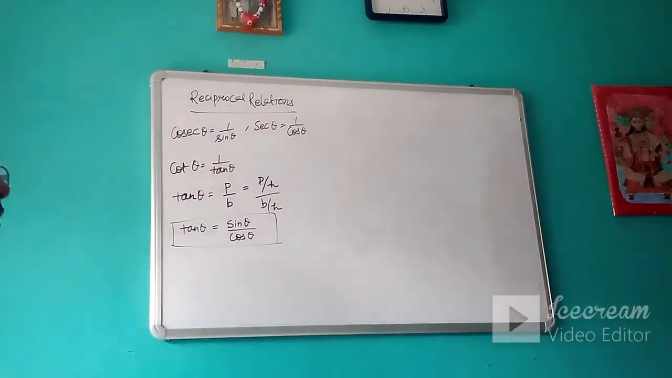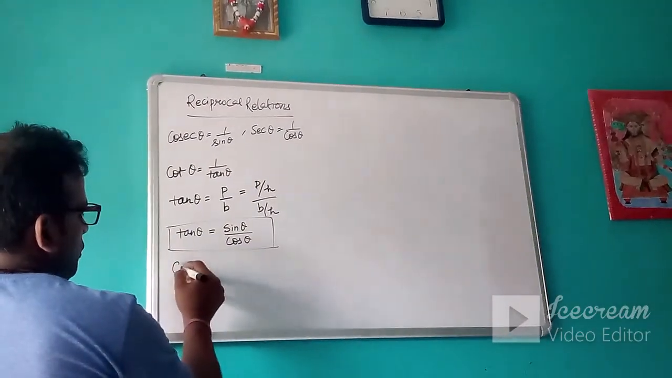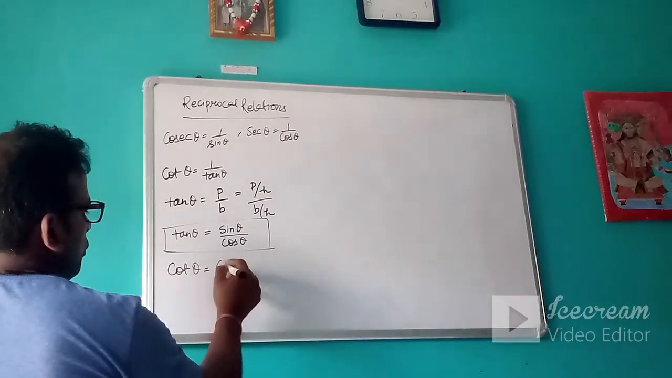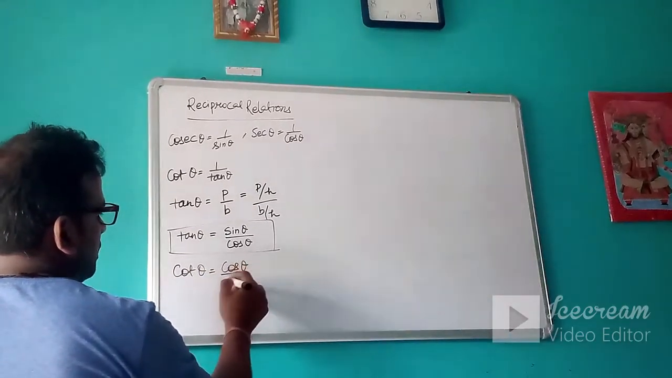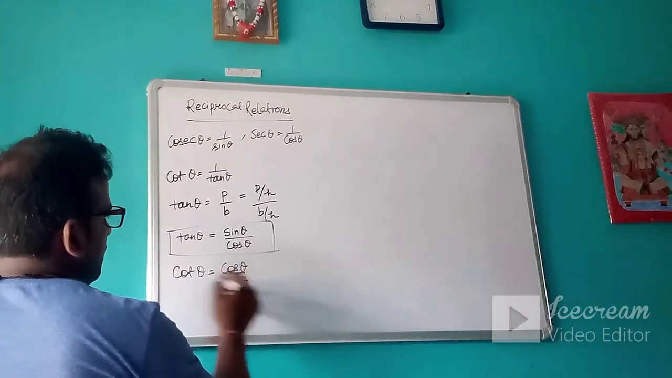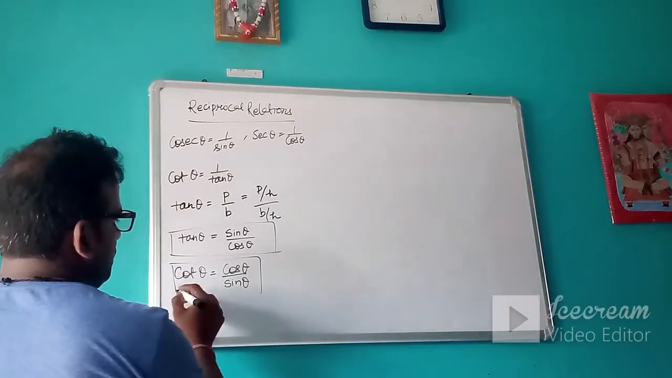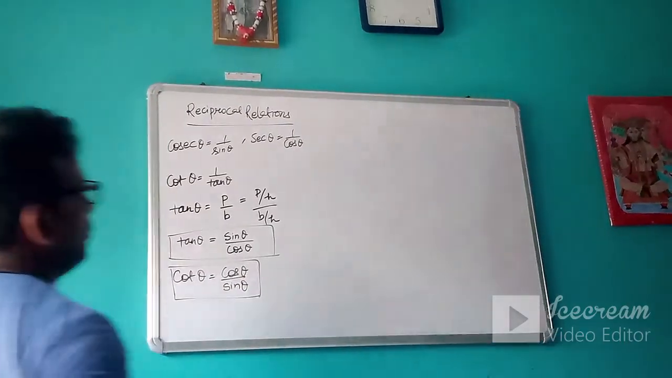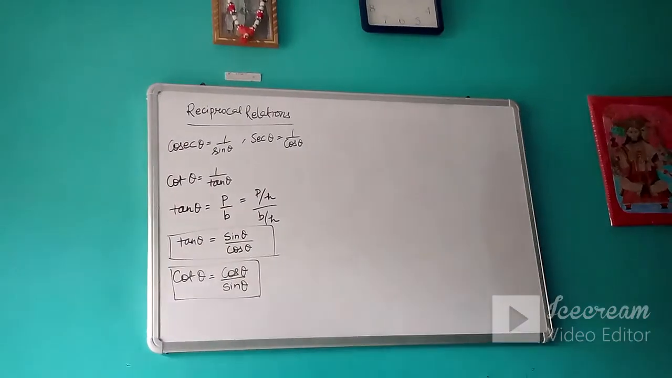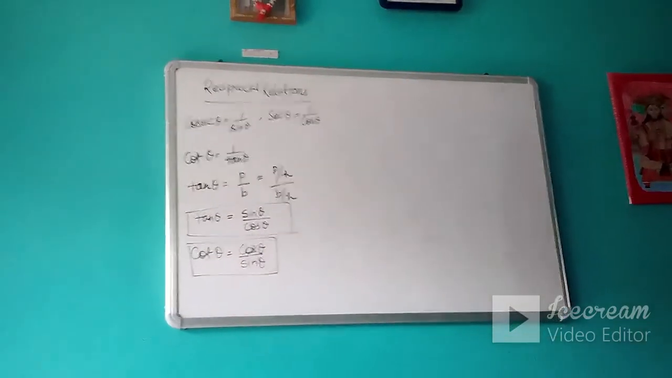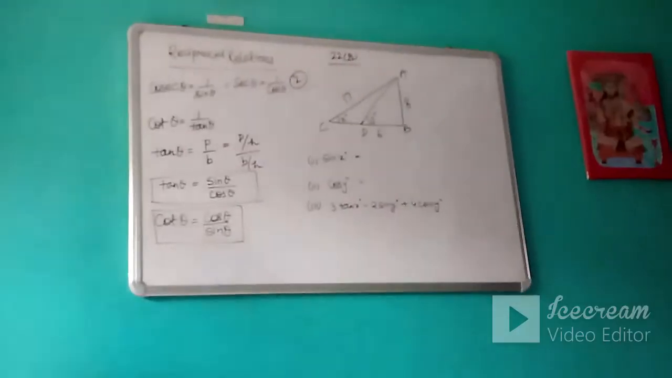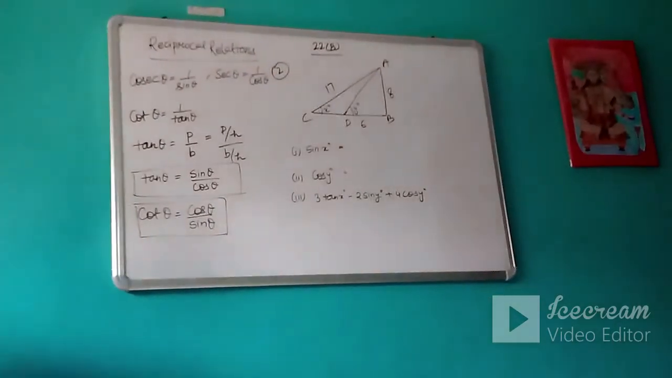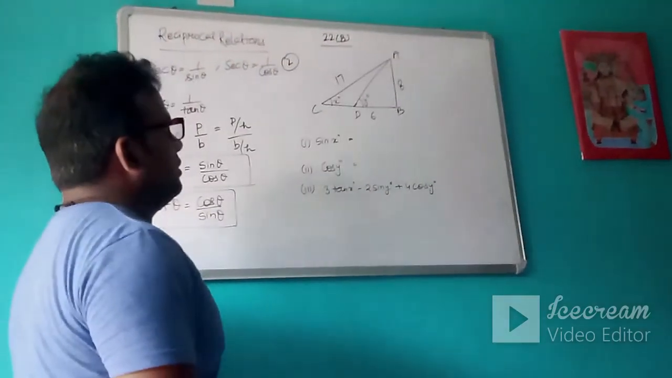One more useful relation. What is the value of cot theta? Cot theta becomes cos theta upon sine theta. So these are a few relations which are useful whenever you solve questions of trigonometry. Okay, let's discuss a few questions of this exercise.